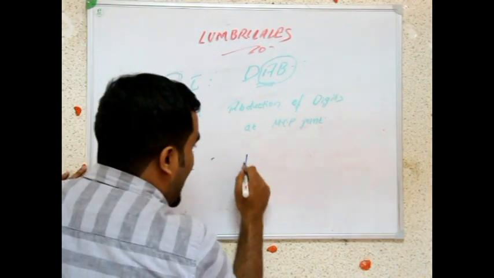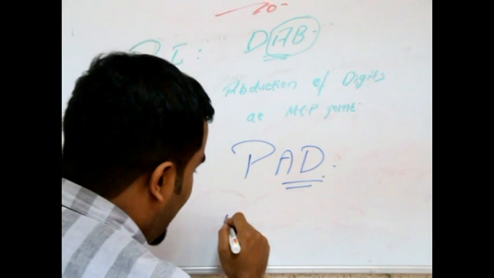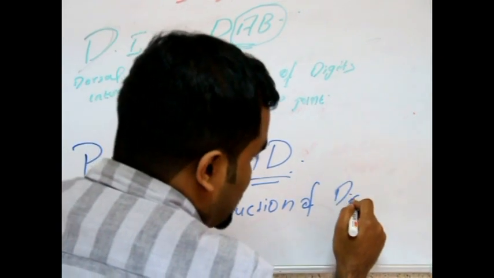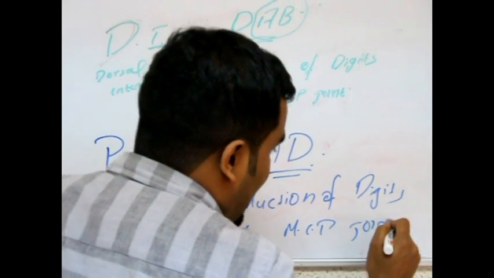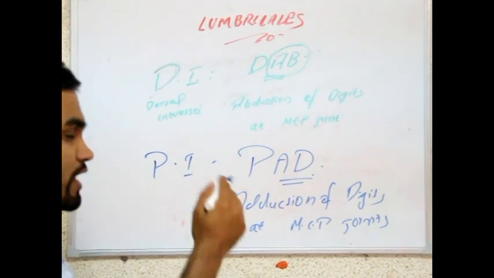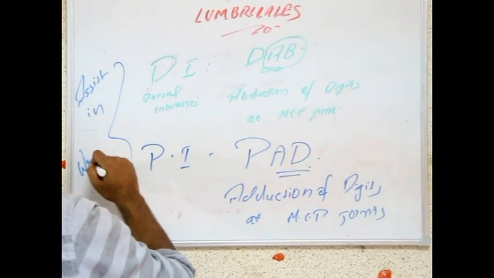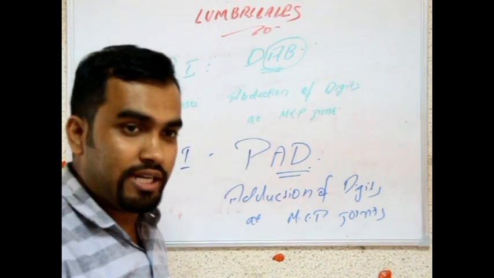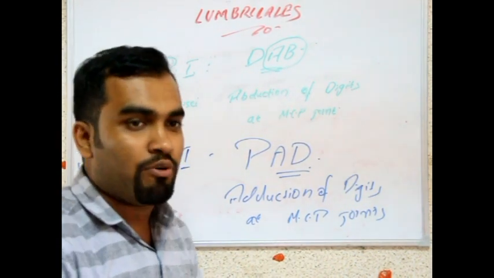And for the palmar interossei, remember PAD. Here it will be the same, adduction: adduction of digits at the metacarpophalangeal joint. And the other function, I told you, is assisting in writing, as for the lumbricals. So they both assist in writing. Clear? So the dorsal interossei, DAB, is abduction of fingers, and the palmar interossei, PAD, is adduction of digits at the metacarpophalangeal joint.